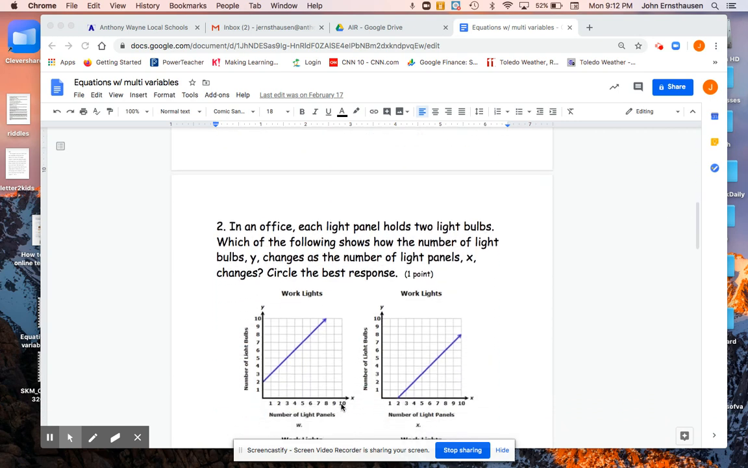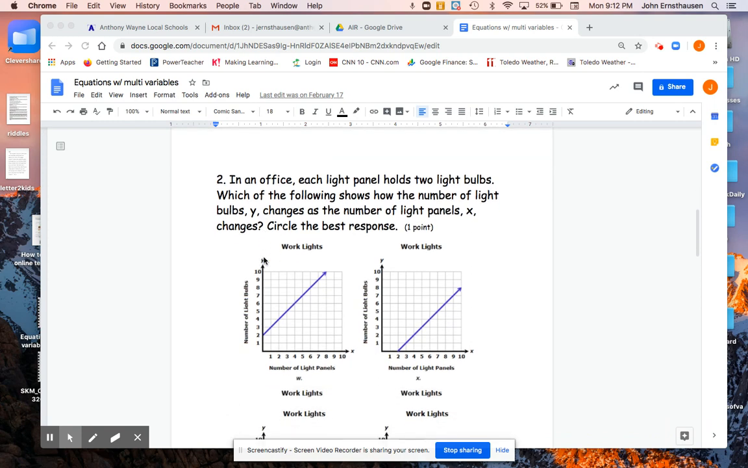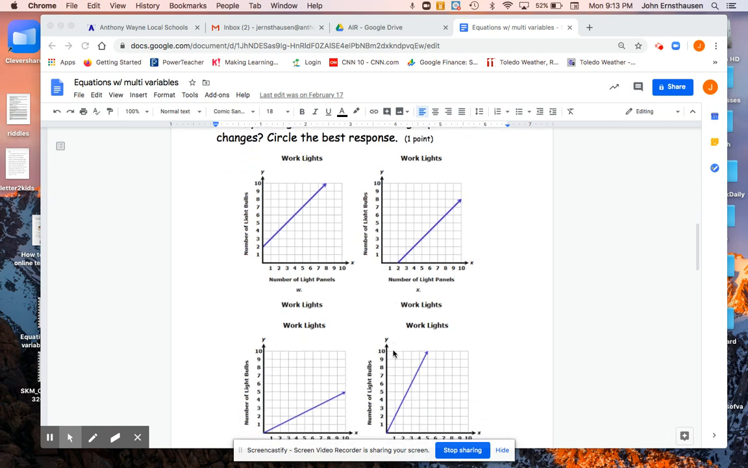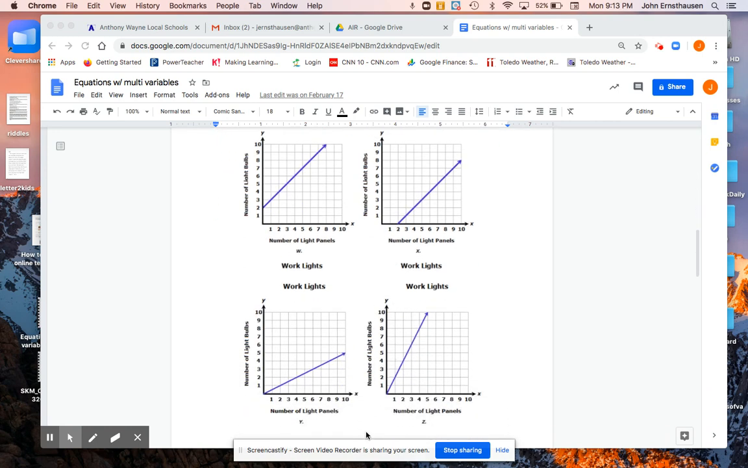Okay, the next couple are very similar to questions that we've done in Study Island. I want you to try these on your own. I want you to read number 2, and the multiple variables are labeled for you. This one says each light panel holds 2 light bulbs. So the light panels are across the x-axis and the light bulbs are across the y. So the first thing you're looking for is one light panel matching up to 2 light bulbs. So if you look at y as an answer, that doesn't work because one light panel does not match up to 2 light bulbs. Only one of them will.